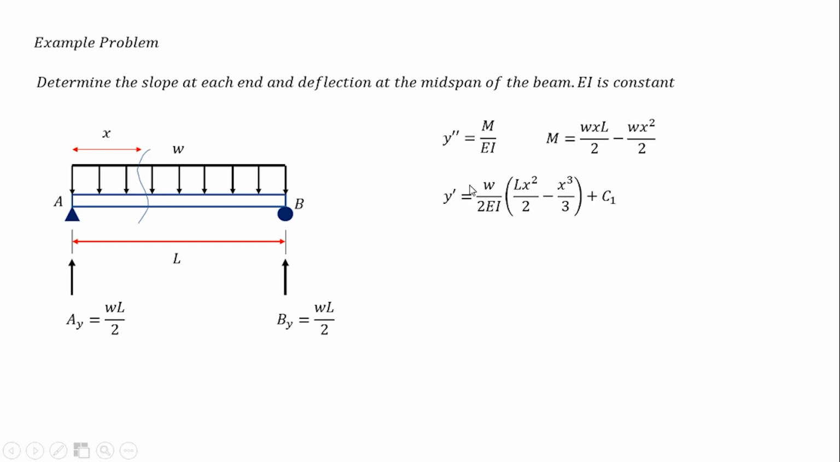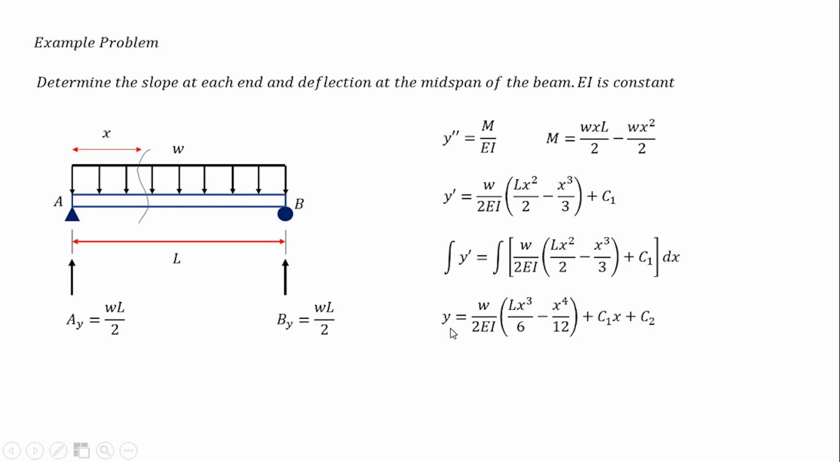So, integrating again this equation, integrating both sides, the integration of y prime is equal to the integral of this equation, differential x. So, we now get the value of y equal to W over 2EI, which is the constant, open parenthesis, LX cubed all over 6, because raised to 3, 2 times 3, that is 6, minus X raised to 4 over 12, closing parenthesis, plus C1X plus C2. So, we have the variable X for our C1. This is now the equation for the deflection of the elastic curve.